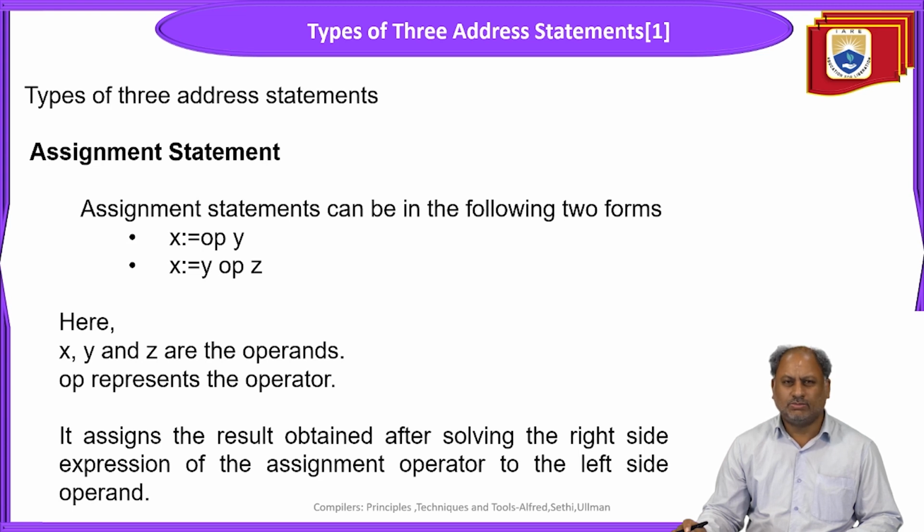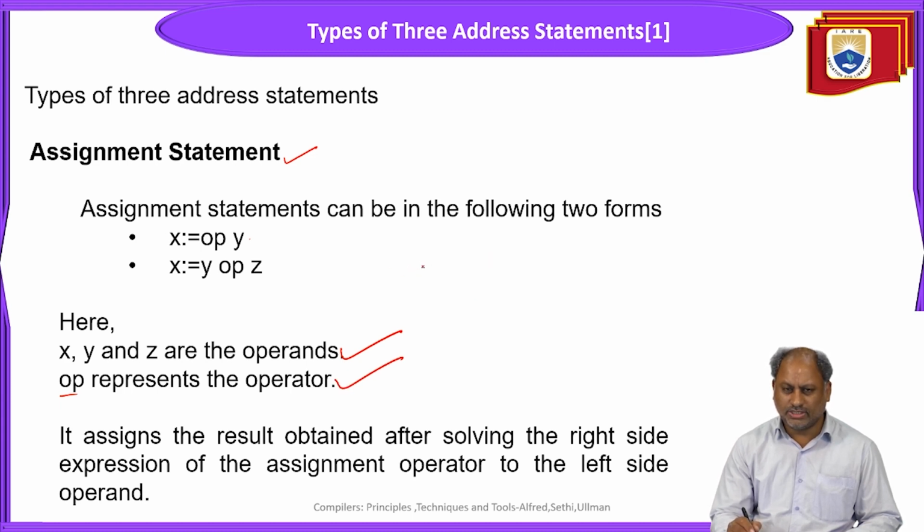That means at most three operands, at most one operator. So first, we know what an assignment statement is. Different types of three address statements are there, and one of the types is the assignment statement. Here in this assignment statement, the syntax is x = y op z. X, Y, Z are the operands, and op is nothing but an operator.